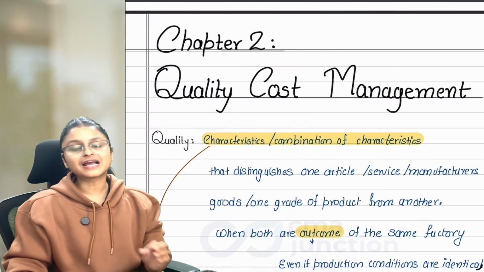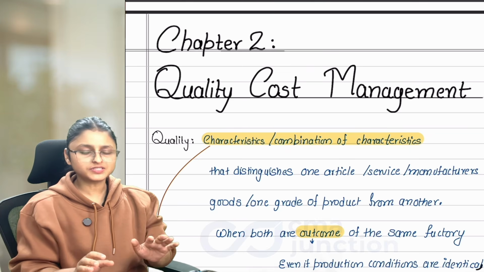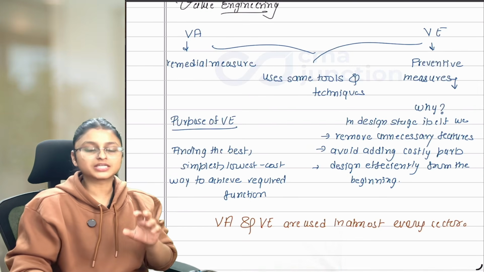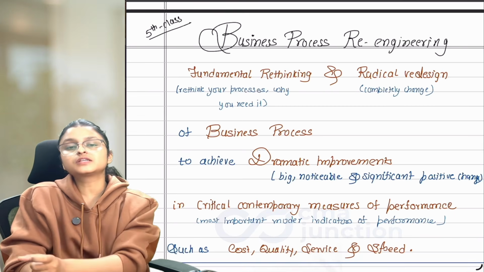Everyone, today we are starting with our new chapter, that is quality cost management. But before starting it, let's just revise what all things we understood in our previous class. So we understood what is business process reengineering.